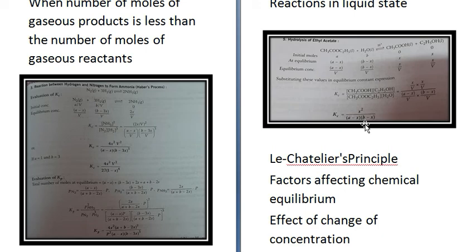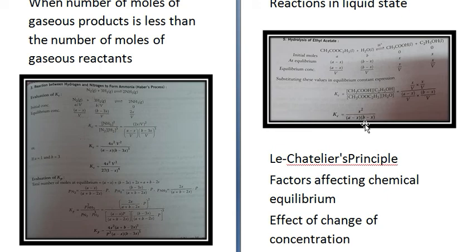Now next we come to Le Chatelier's principle. According to Le Chatelier's principle, if a system in equilibrium is subjected to a change in temperature, pressure or concentration, the equilibrium shifts in such a way as to undo the effect of the stress imposed. Now, the factors which affect chemical equilibrium. First is the effect of change of concentration. Increase in concentration of any one of the components shifts the equilibrium in the opposite direction.